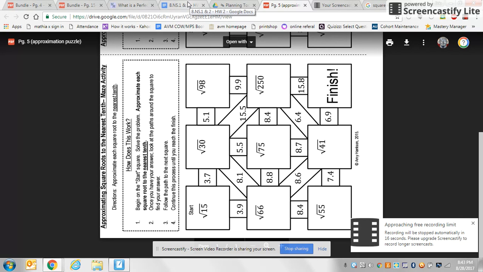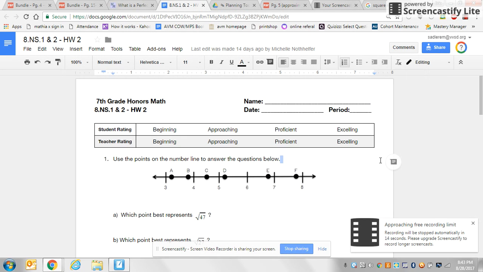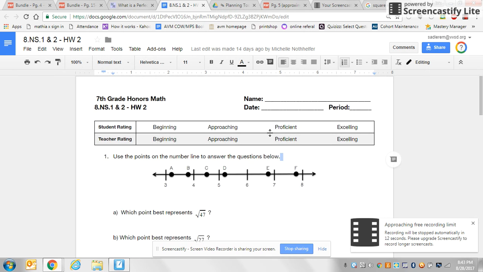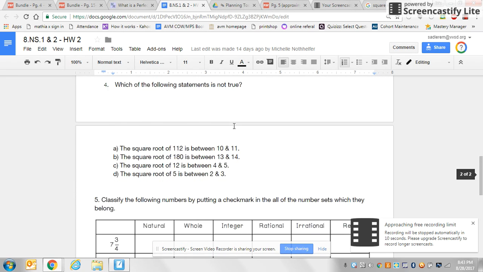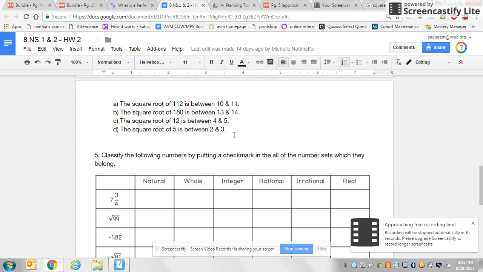And last but not least, homework tonight. Homework is 2 pages for you guys. It's going to be page 2 and page 3, and I will try my very best to get the answers online for you guys. Otherwise, I will see you in class on Wednesday.